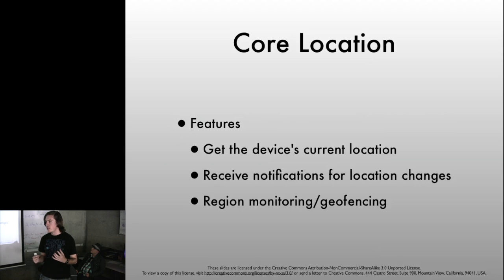The basic one is to be able to get the device's current location. Along with that, you can get notifications when the location of the device changes, and you can change the granularity of how often you want to get notifications, how far you have to go before you get a change notification. It also allows you to do not only location monitoring, but region monitoring, so you can set up geofences and get notifications when the device enters or exits that geofence.